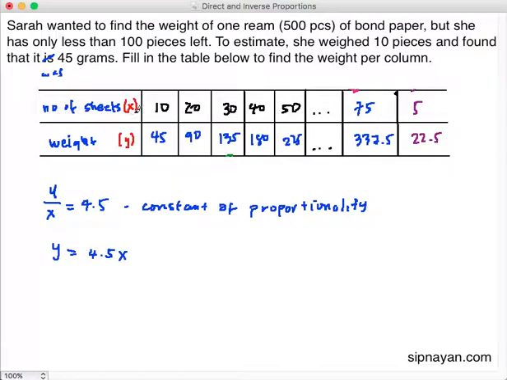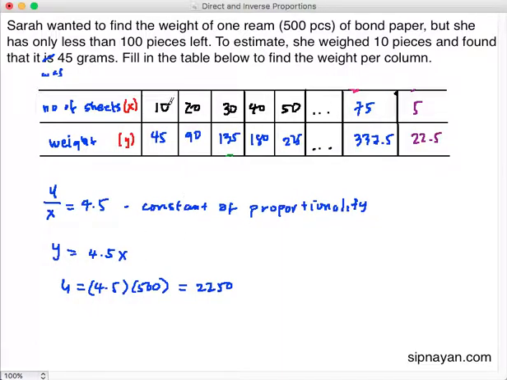Since yung number of sheets natin ay x, we can just substitute 500 here. Tama ba? So, y equals 4.5 times 500. That is equal to 2,250. Ito na yung sagot dito, 2,250. Ito in grams ito, okay? So, this is another solution.